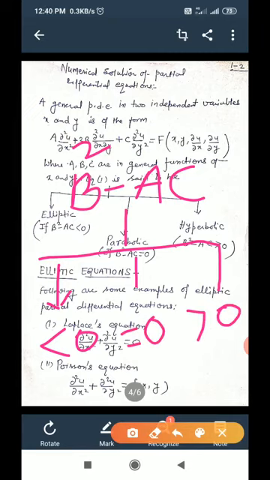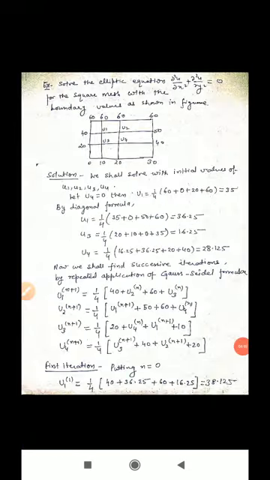So when this partial differential equation has the condition b² − ac less than 0, it is called an elliptic equation, and if b² − ac equal to 0, this is called parabolic.